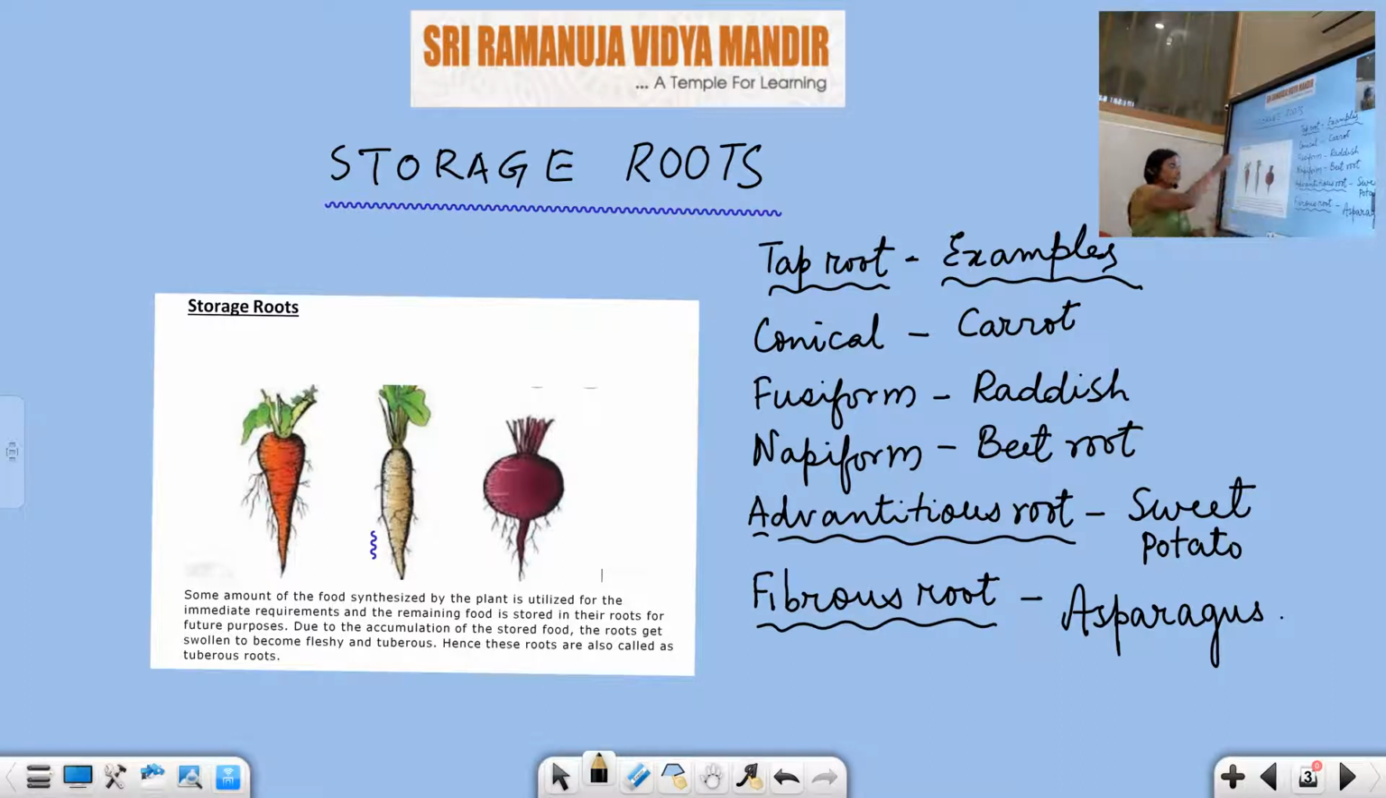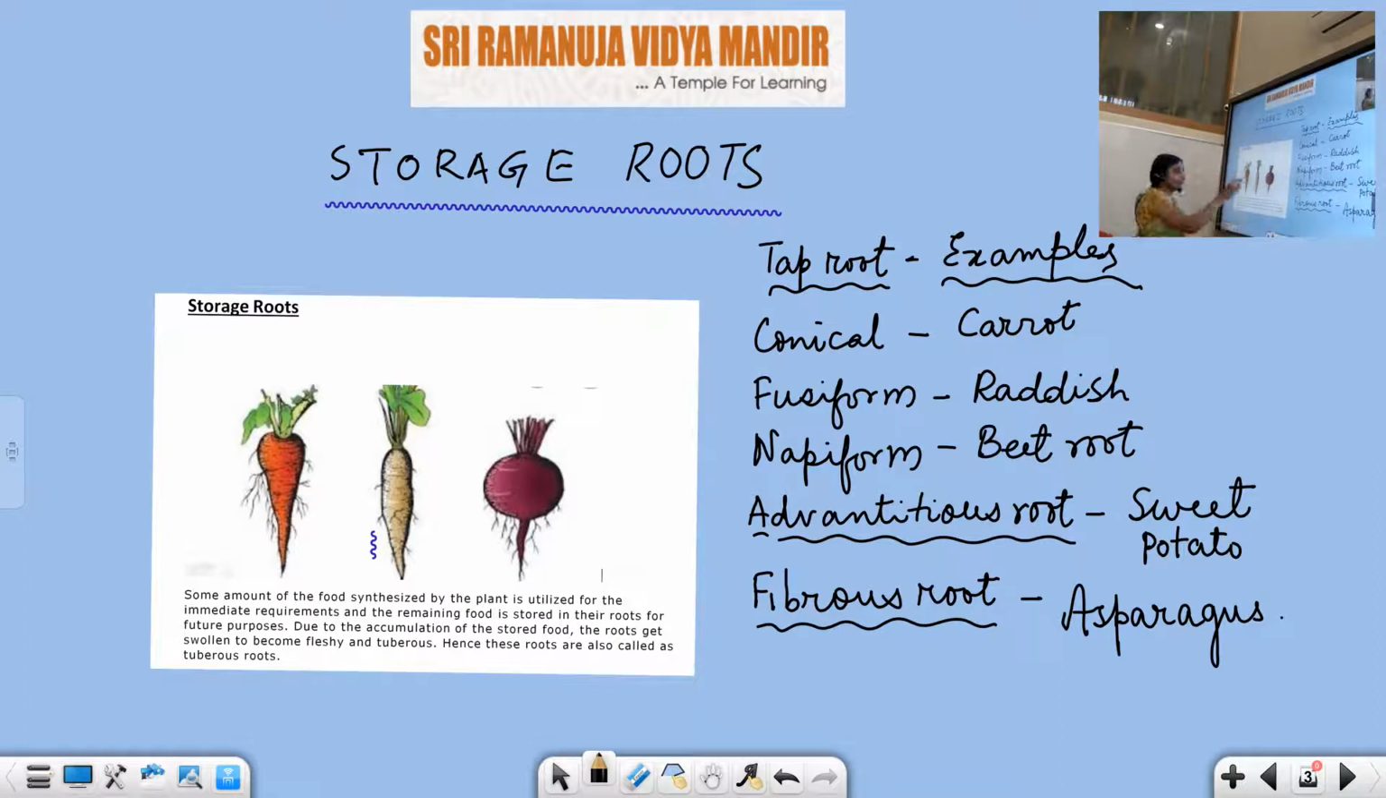Where can we observe storage roots? In some biennial plants, food is stored in the roots. These plants store their food material in their roots and the roots get bulged. Here the carrot is bulging, the radish is also bulging, and according to their shape they are divided into conical, fusiform and napiform.